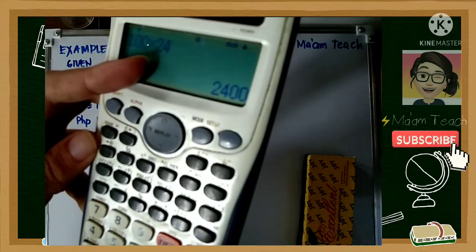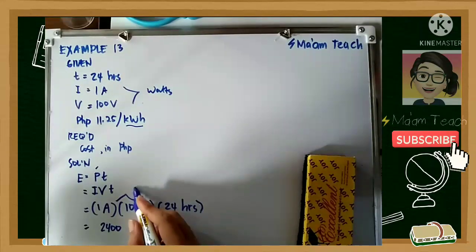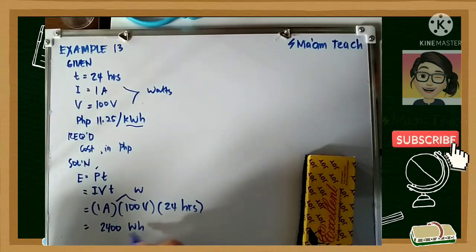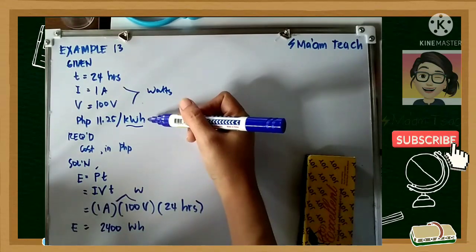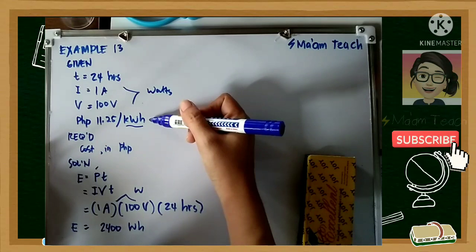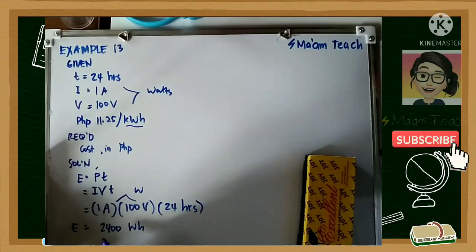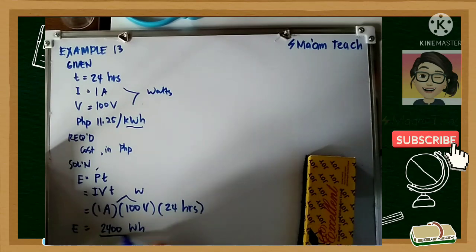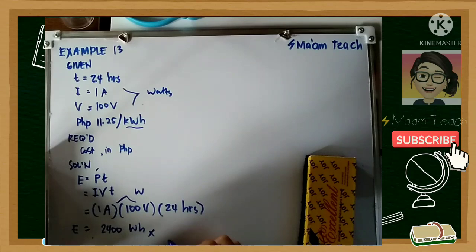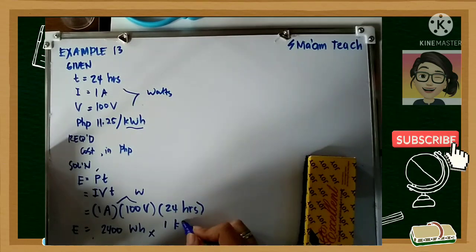And what is the unit? 2,400, this is watt hour. Okay, that is our energy consumption. But like I said, our energy consumption should be in kilowatt hour. So to make our watt hour become kilowatt hour, we will divide it by 1,000. Or let's say in 1 kilowatt hour, there are 1,000 watt hour.